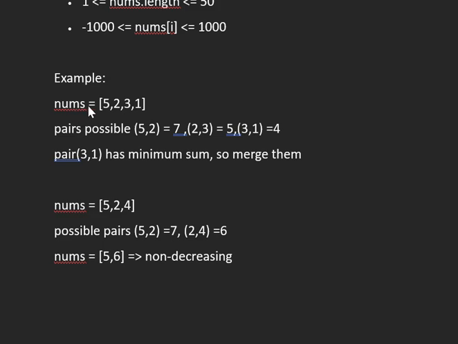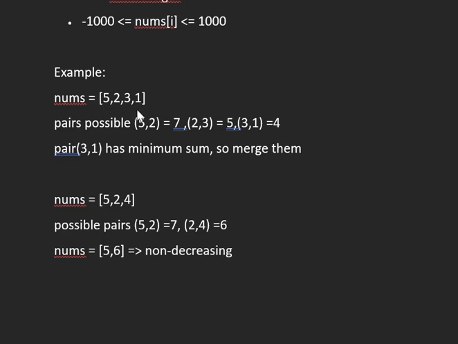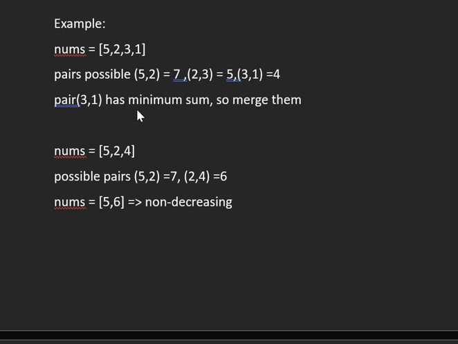Here we are given the array nums as 5 2 3 1. What are the possible pairs that we can form? The possible pairs are 5 2, 2 3 and 3 1. The pair with the minimum sum is 3 comma 1, so we replace this pair with its sum. In the next iteration our array will become 5 2 and 4.